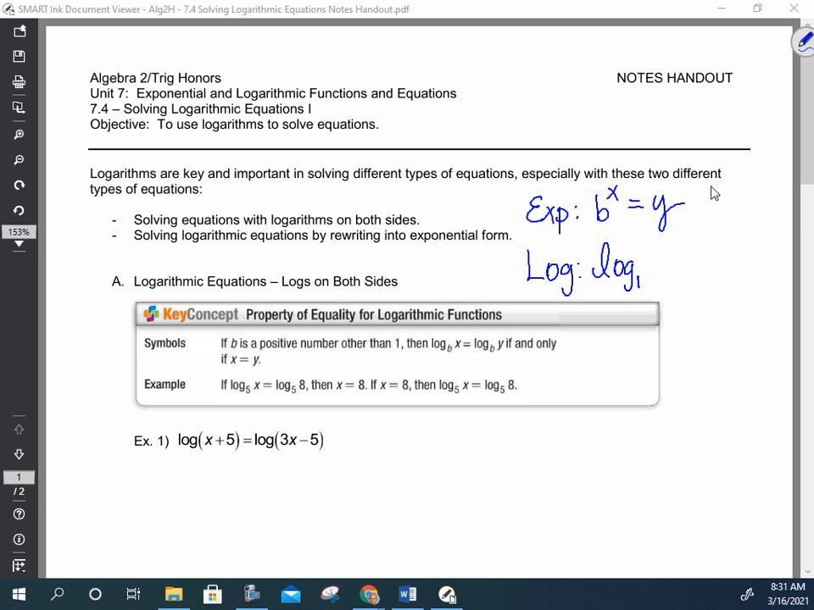Log, lowercase b, y equals x. So the b, x, and y are the same.